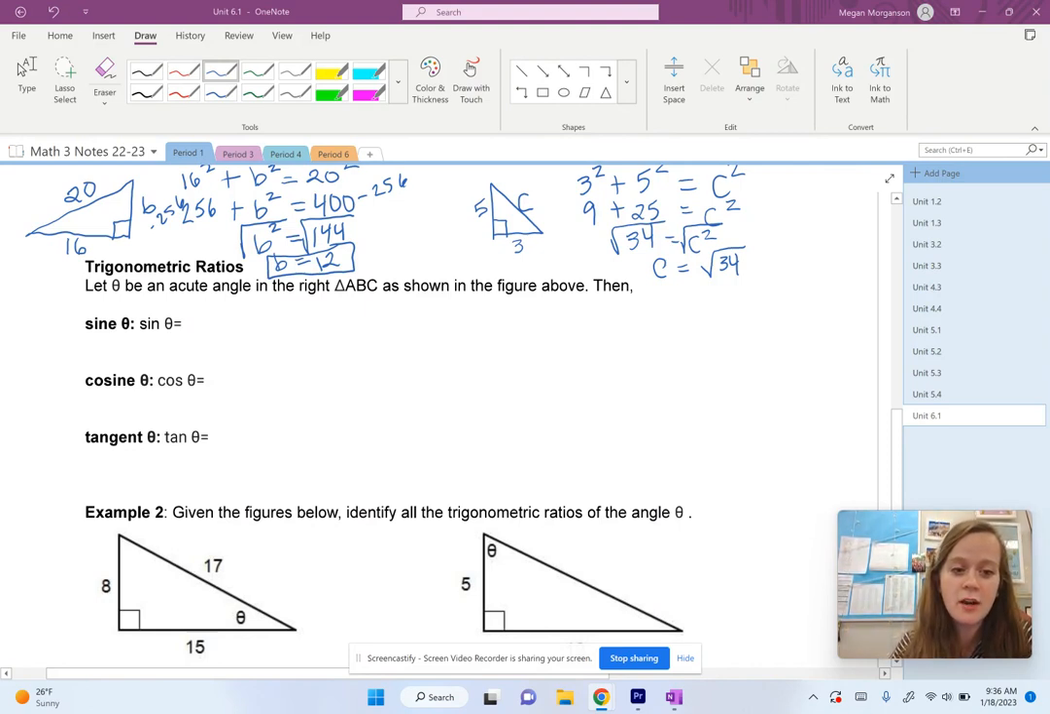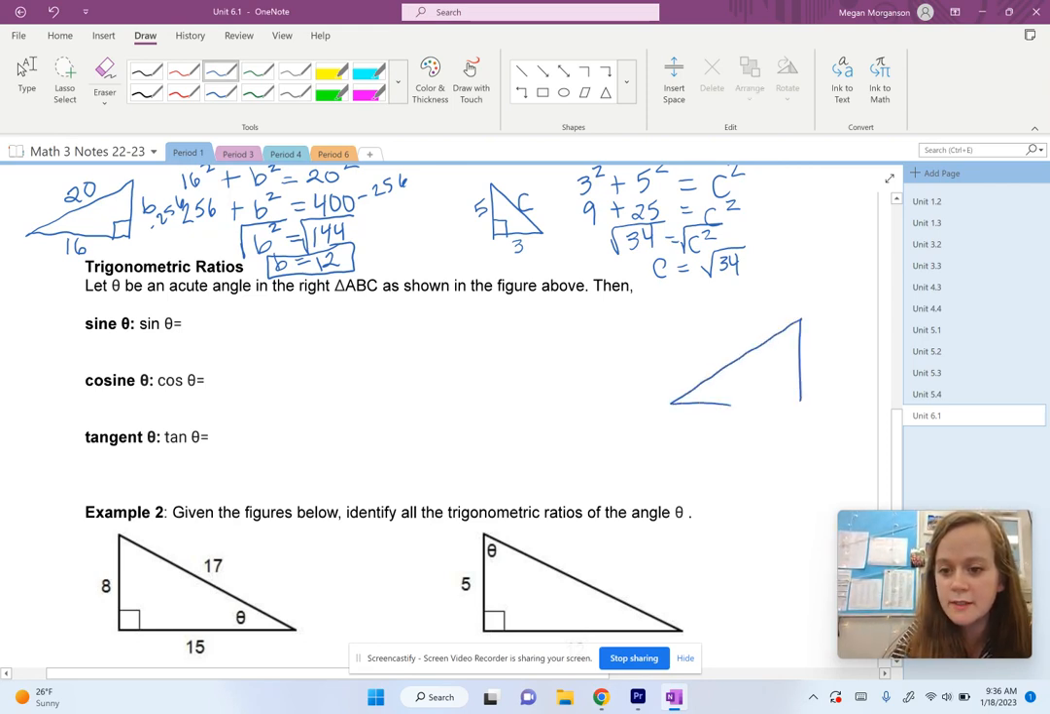Sine, cosine, and tangent are just ratios. They're just something compared to something else. So let's talk about what they are. Sine is, well, okay, first let's draw a triangle so you can kind of see what I'm talking about here.